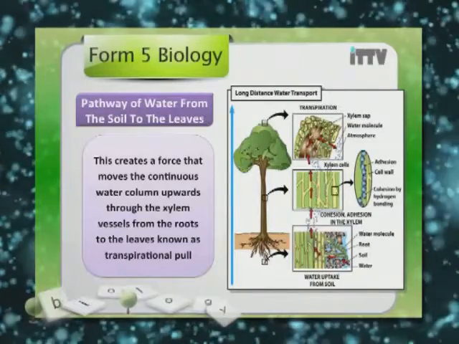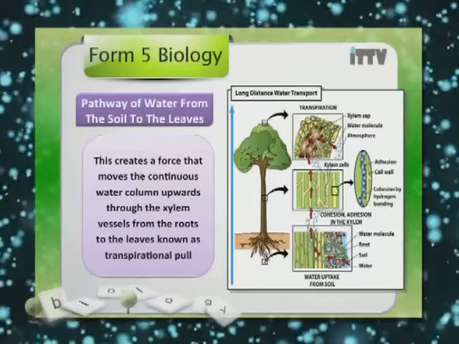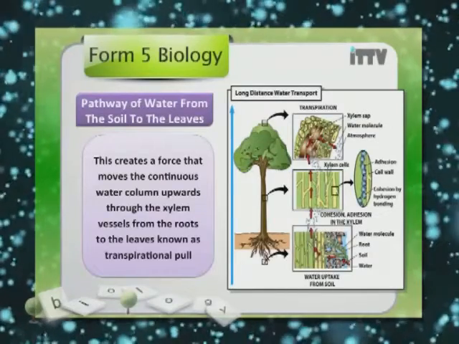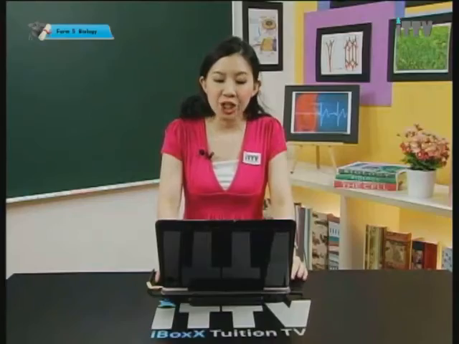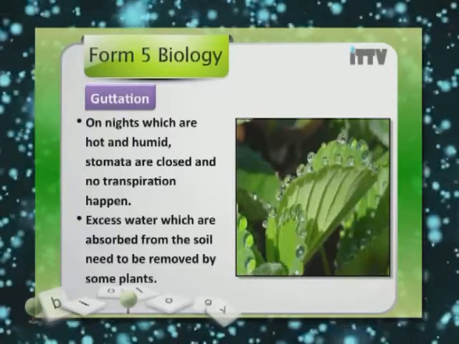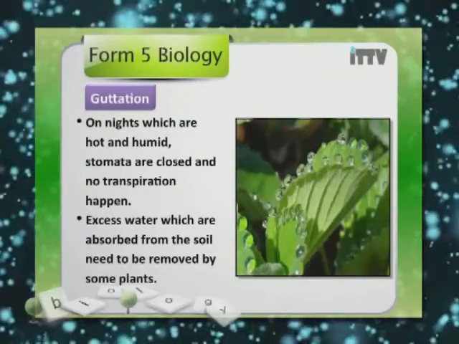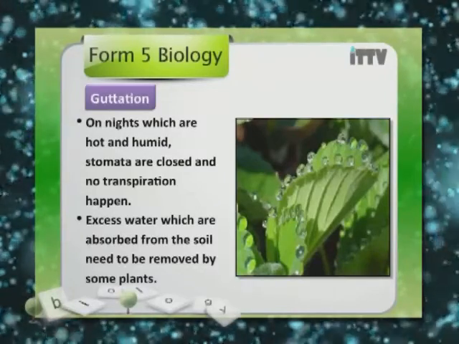Okay, and you can notice that there's evaporation of water from the top part of the xylem vessels through the leaves. Now let's look at something else known as guttation. On nights which are hot and humid, stomata are closed and no transpiration happens. Excess water which is absorbed from the soil needs to be removed.